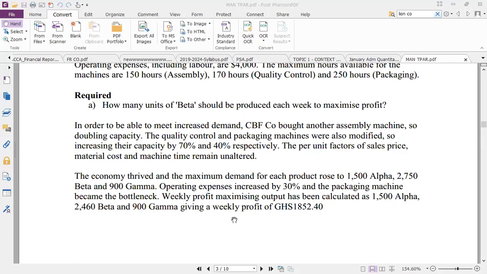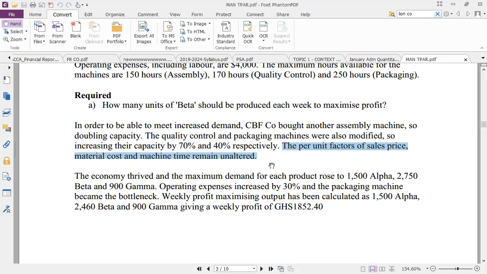Now, this is an important section. This section is very important. Let me highlight it. Now, they say per unit factors of sales price and material cost and machine time remain what? Unaltered. So meaning unchanged. It's still the same, right? That's great. Now let's move on.